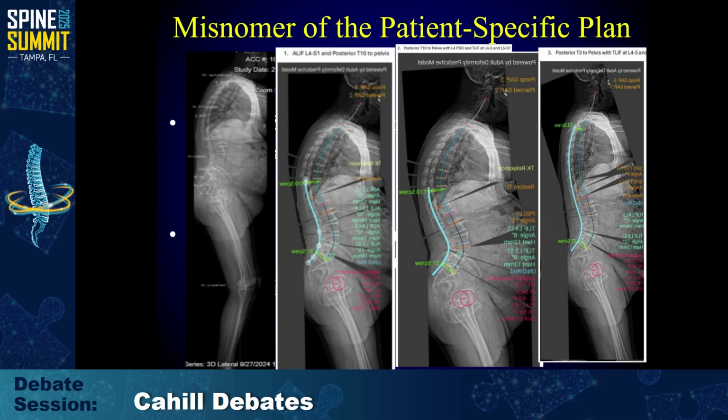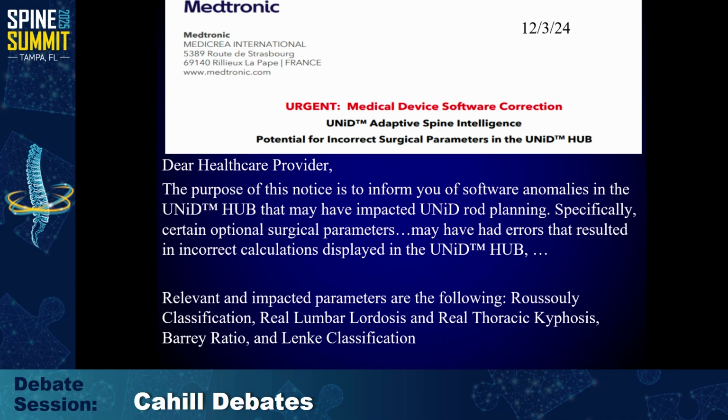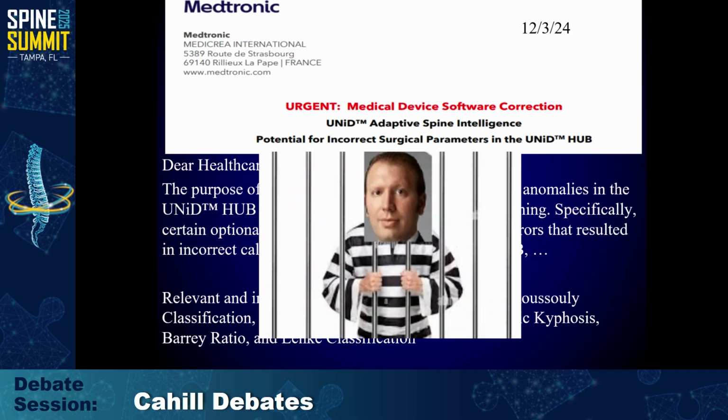And the real problem here with regard to the measurements is how many people got this letter. So this is in my inbox on December 3rd, 2024, just a couple months ago. I actually got another one just yesterday. I'm not sure why. I haven't opened it yet. But, dear healthcare provider, this is to inform you that the software anomalies may have errors that resulted in incorrect calculations. So Peter, this is the kind of stuff that's going to get you behind bars.